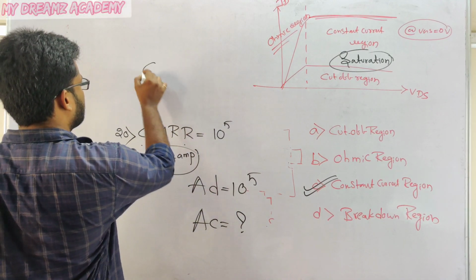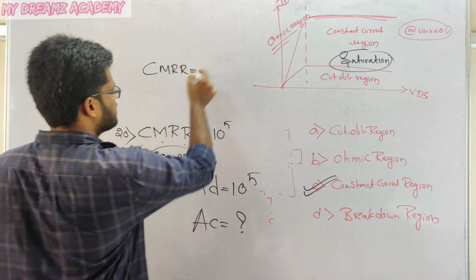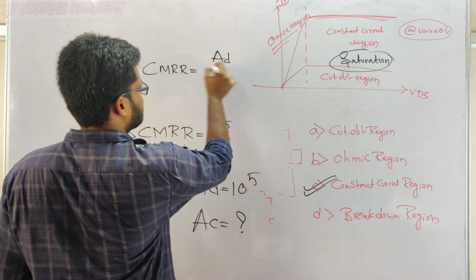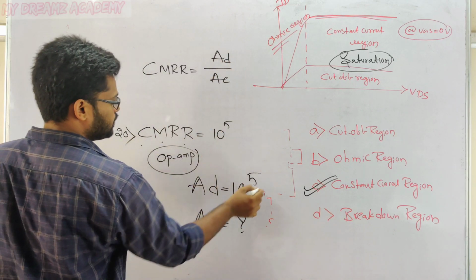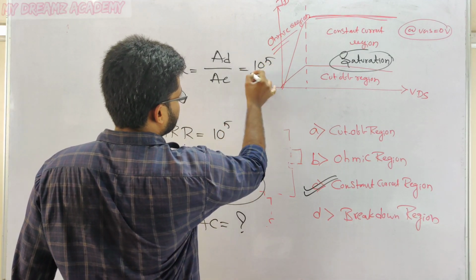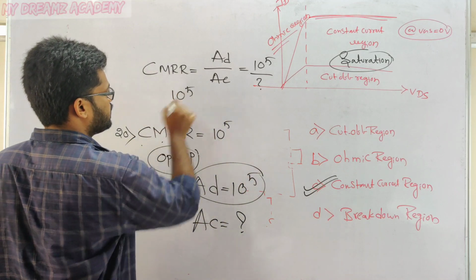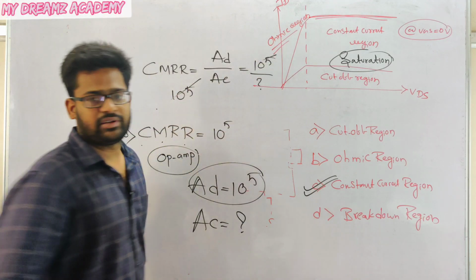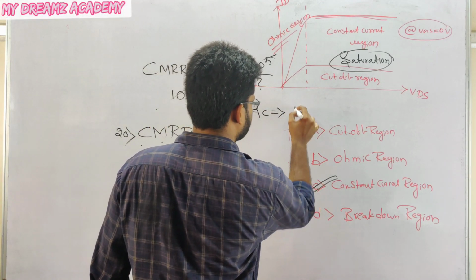The CMRR can be calculated like this: differential gain divided by common mode gain. AD value is 10 power 5, and I need to calculate AC. I know CMRR is 10 power 5. 10 power 5 and 10 power 5 will get cancelled. So AC, the common mode gain, is equal to 1.